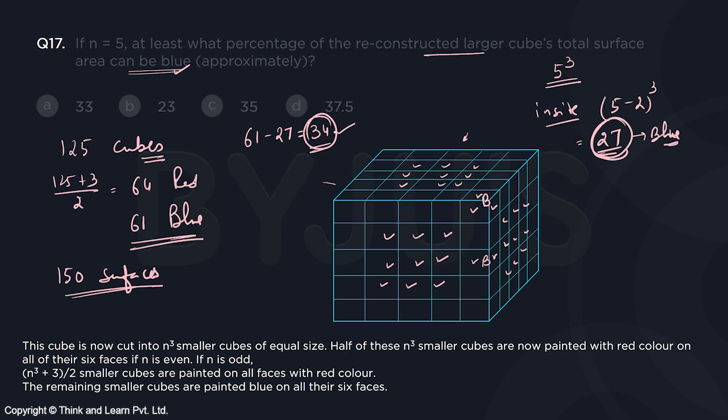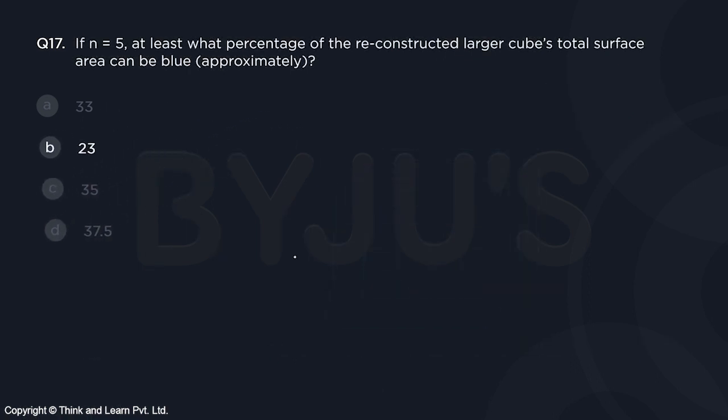I just need 34. So, of course, I have 54 cubes whose just one face is visible from outside. Out of those 54, I can keep 34 as blue. So, out of these 150 surfaces, those 34 surfaces minimum will be blue. What percentage is this? It is approximately 23%. So the right answer for question number 17 is 23%, which is option B.